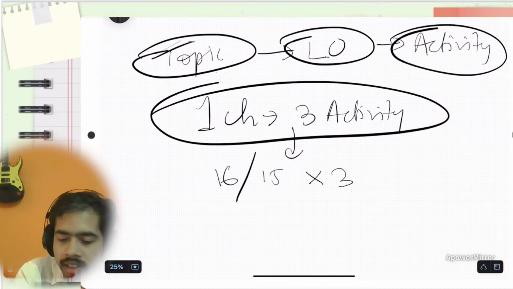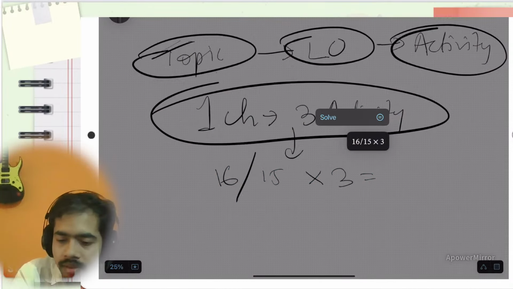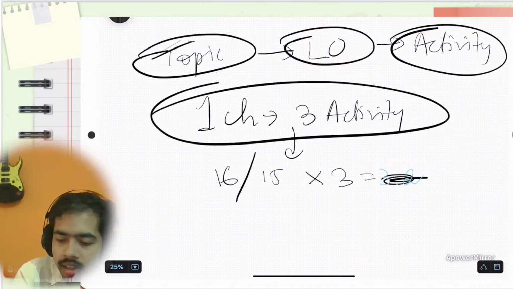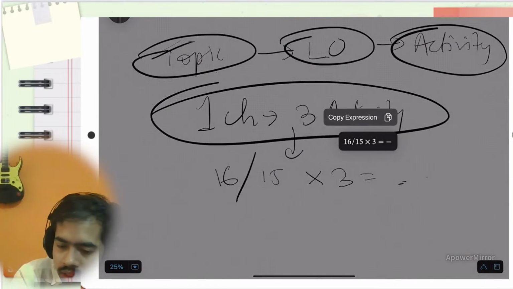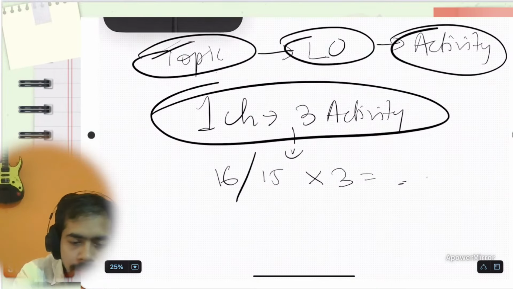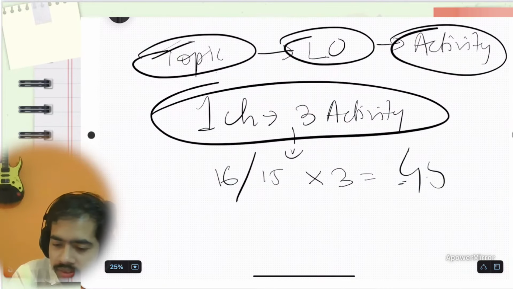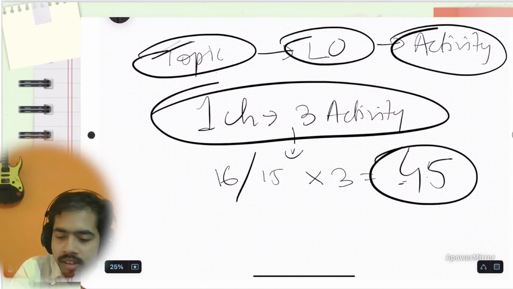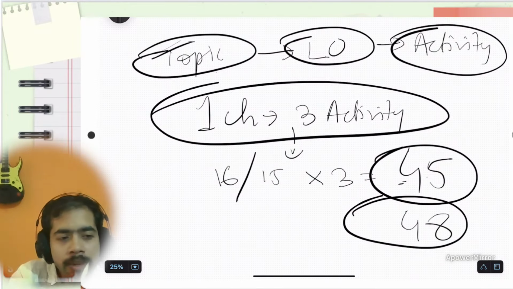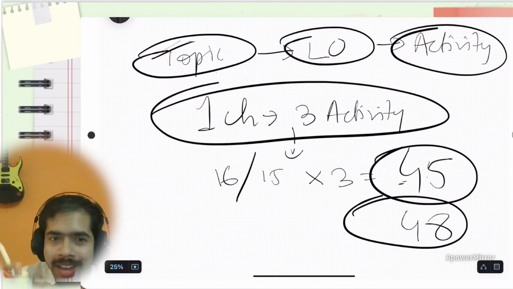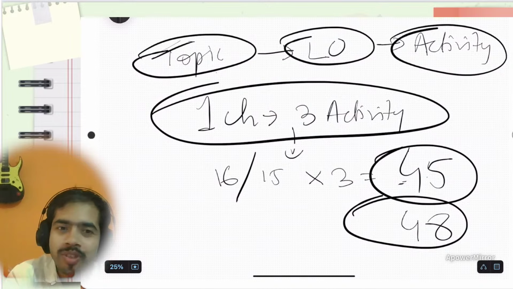So if there are 3 activities per chapter, how many? Let me take my pencil. So it is 45 or 48. So within 48 classes you can complete the whole book. That is the magic of activity-based class. That is why I love it whenever teachers do activity-based classes.